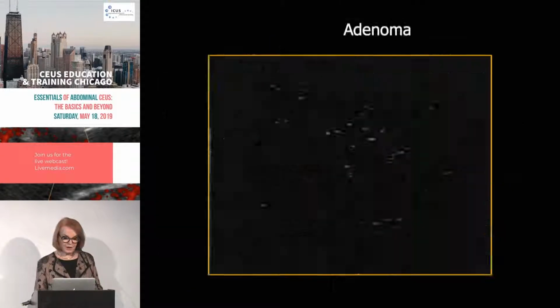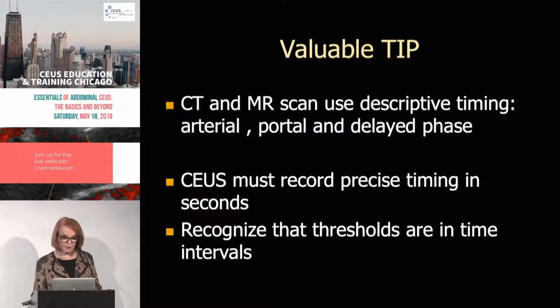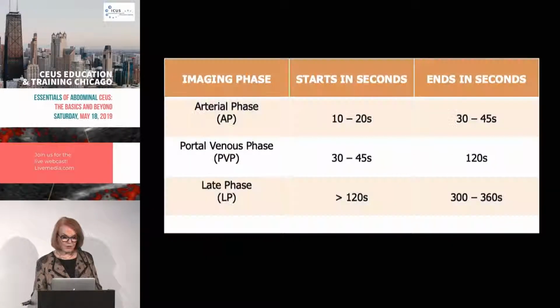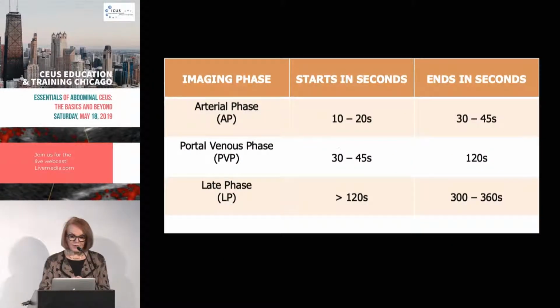Now, I'm going to leave this. I'm going to go through this, and I'll show this to you after. But I'll just show you this. This little table right here looks at the arterial, portal and late phase, and it gives rough intervals that are deemed to be appropriate for when each phase starts and when it ends.